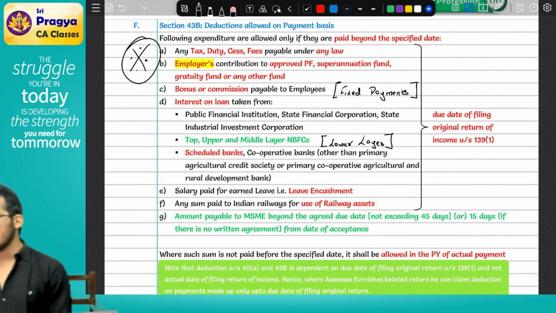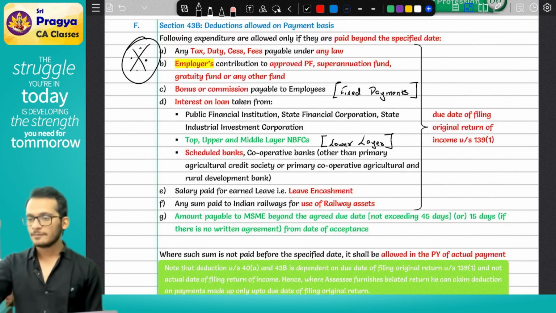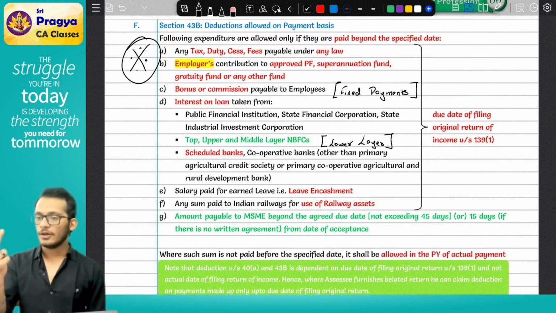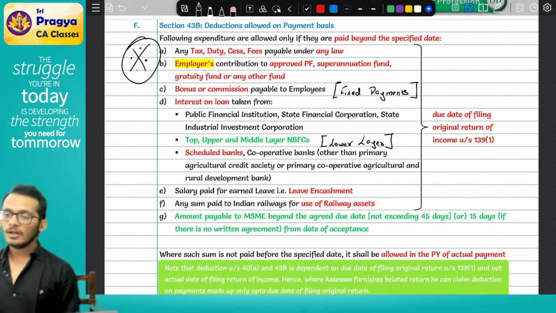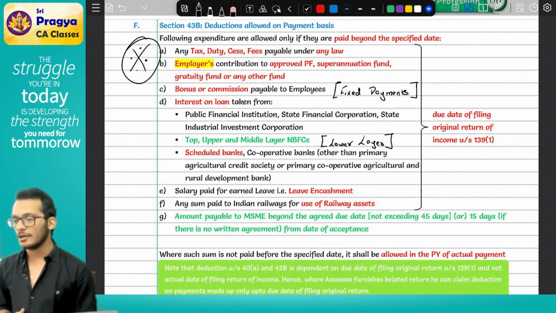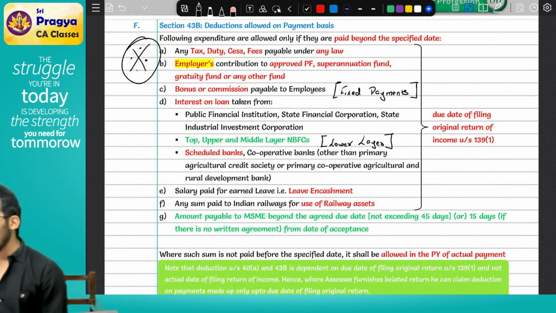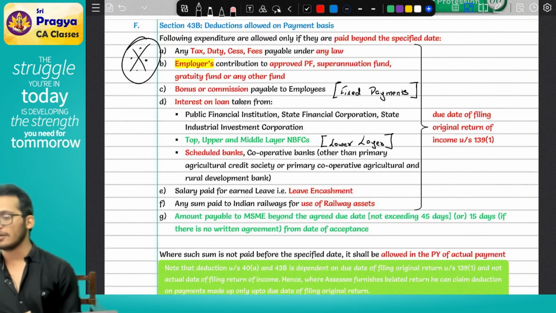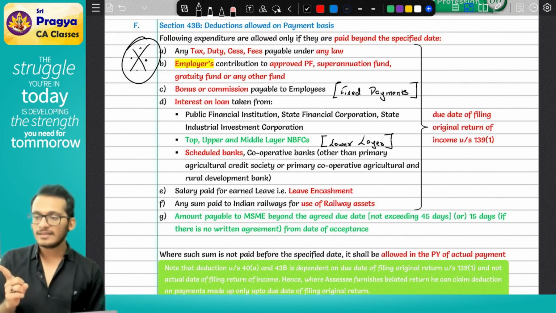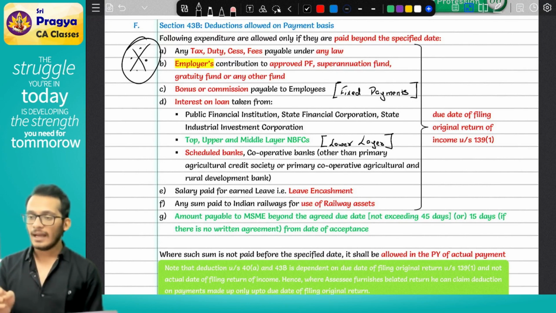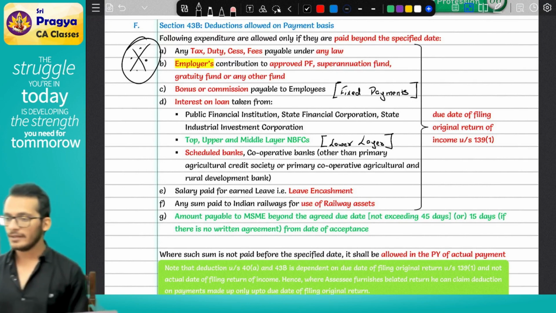This section says, if you are planning to make a payment of tax, payment of interest on loan, payment of bonus or commission, payment of leave encashment, payment of employer contribution to funds, all these payments should happen before the due date of filing the return of income. If the payments happen before the due date of filing of return of income, you can claim this in the year of expense. If you don't make the payment before the due date of filing of return of income, I will disallow the expense and allow it in the year of actual payment.